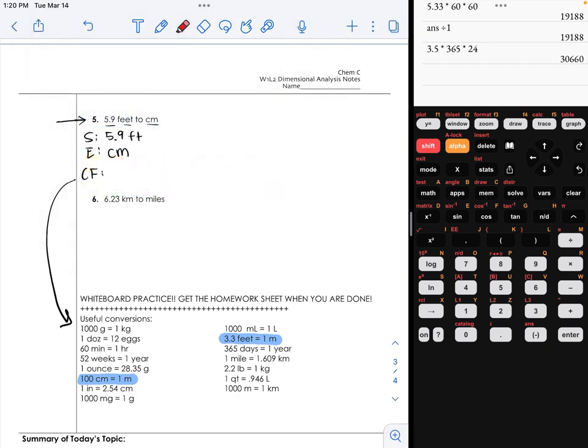Or you might have noticed that I could go from feet to inches on my own using my own knowledge, and then from inches to centimeters, okay? Remember that if you were going to use this method, that 1 foot equals 12 inches. So that's another way that you could have done it. I'm going to use the ones in blue since those are both on our chart here, okay? So 100 centimeters equals 1 meter, and 3.3 feet equals 1 meter.